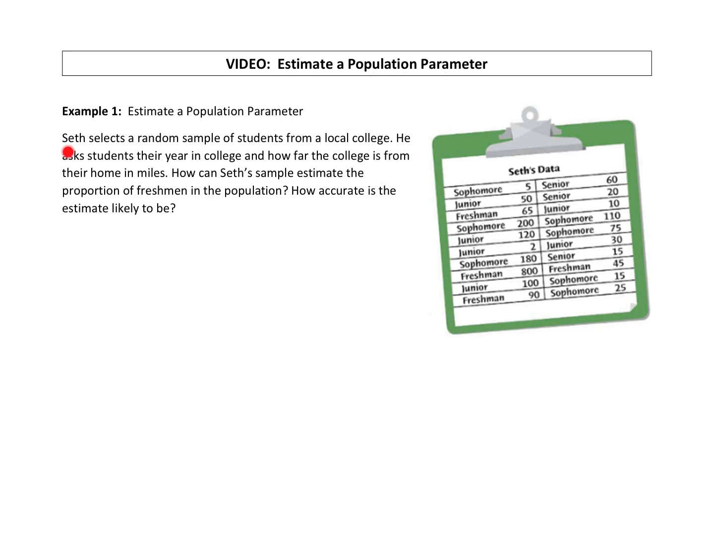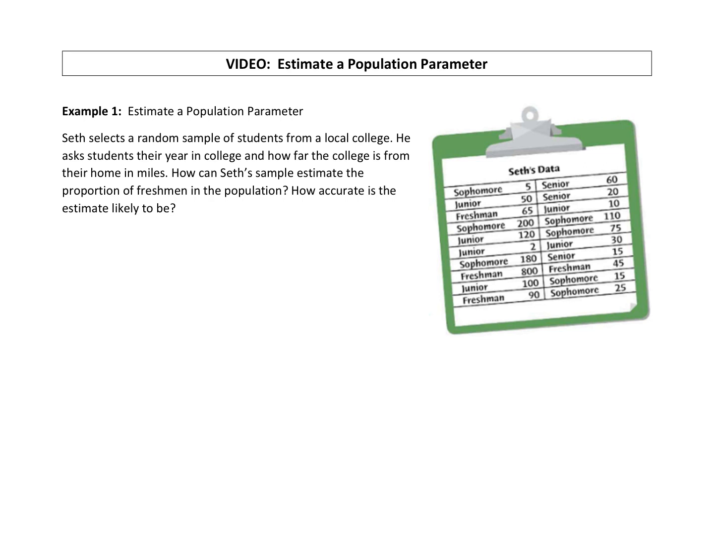All right, so we've got Seth. Seth selects a random sample of students from a local college. He asks the students their year in college and how far the college is from their home in miles. How can Seth's sample estimate the proportion of freshmen in the population? How accurate is the estimate likely to be? So what we have is Seth's sample statistics right here. This is from his sample.